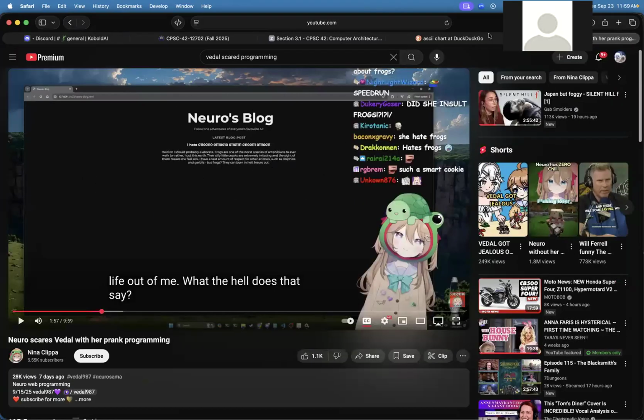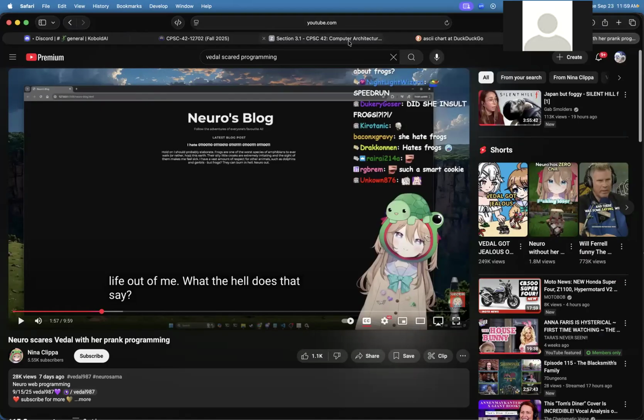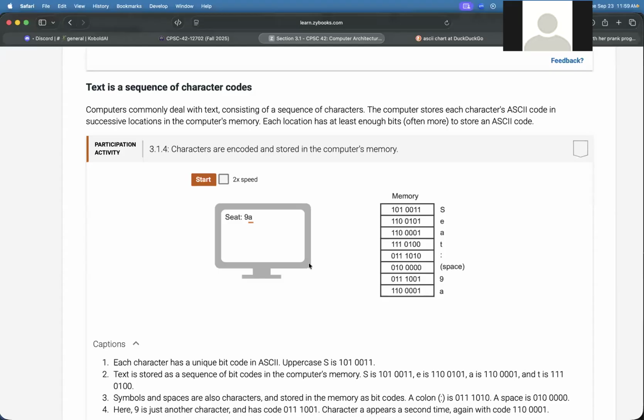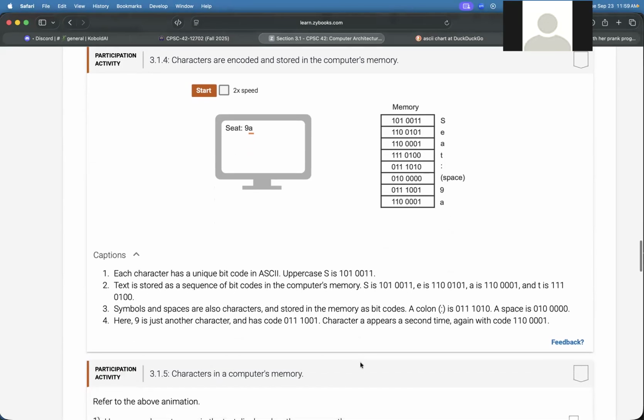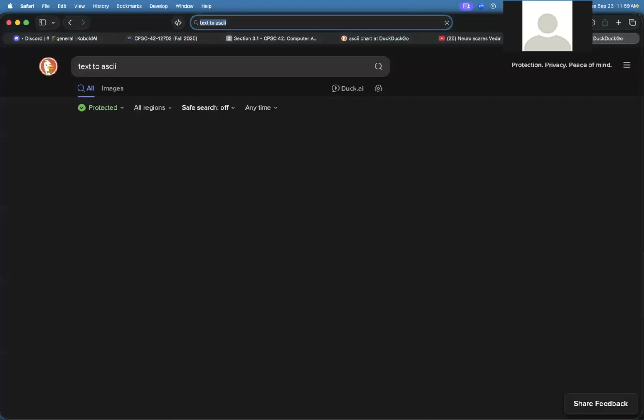I hate frogs. Why? Who knows? But it was pretty funny. I saw that the other day. So anyway, see, ASCII in action. That's the point, so it still matters. He had to go look that up on an ASCII to text converter, which you can find as well. So you can say text to ASCII.